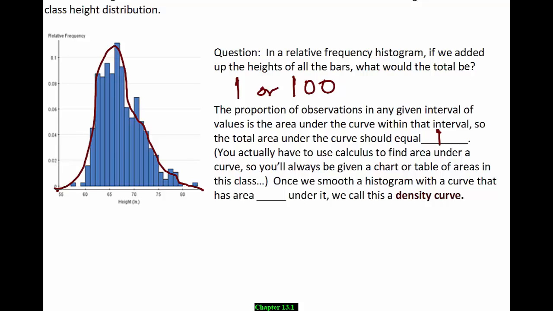The area to the left of a certain value on our histogram, we know how to handle that because those are rectangles. To actually find the actual area under a curve, you need to use calculus. But don't worry, you didn't need that for this class. We'll always give you a chart or table of areas if you have to compute an area under a smooth curve. But we want to always think about a smooth curve starting as a histogram, where we squeeze those bars down to size essentially 0, and we've just overlaid the histogram with a smooth curve. Once we smooth a histogram with a curve that has area 1 under it, we're going to call this a density curve.